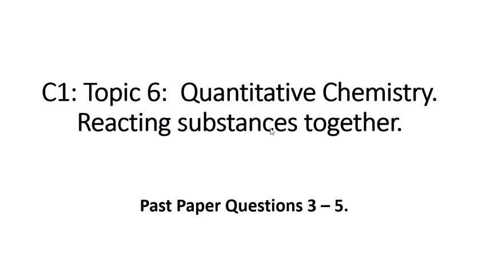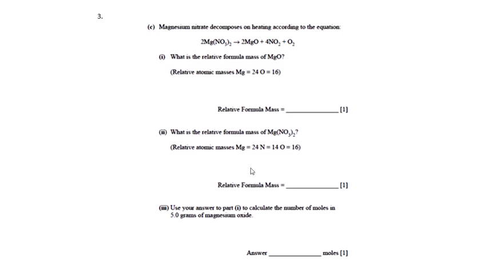In this video I'll quickly go over the past paper questions 3, 4 and 5. So question 3, first of all, let's read what the question says. Magnesium nitrate decomposes on heating according to the equation, so it's given us an equation. And then you'll see that the question works through asking relative formula masses, getting you the number of moles, and then at some point they'll ask you to work out the amount of a substance produced from that.